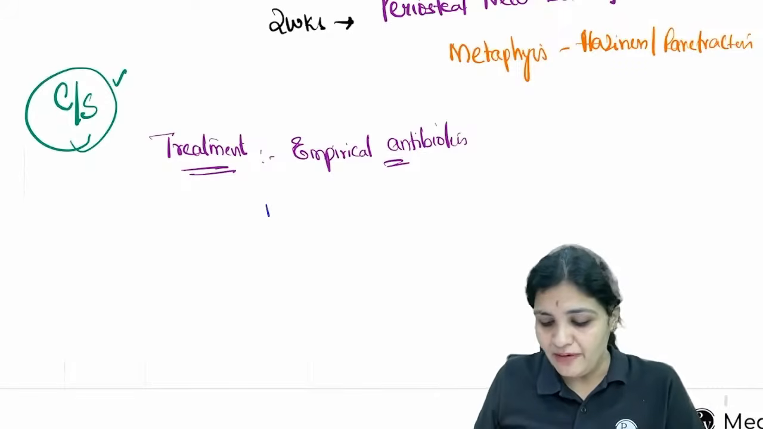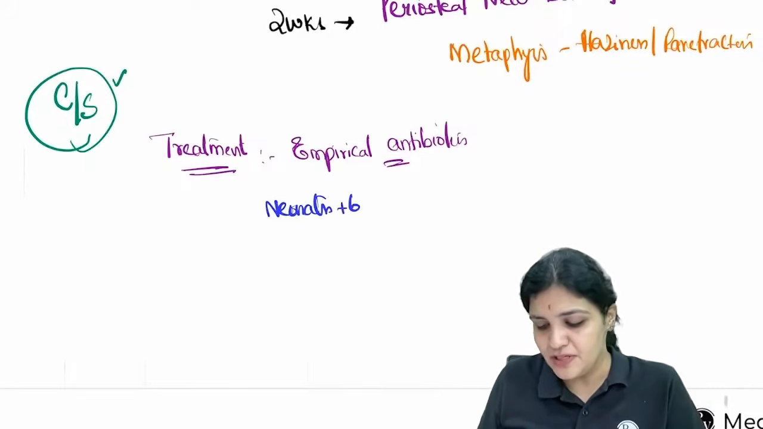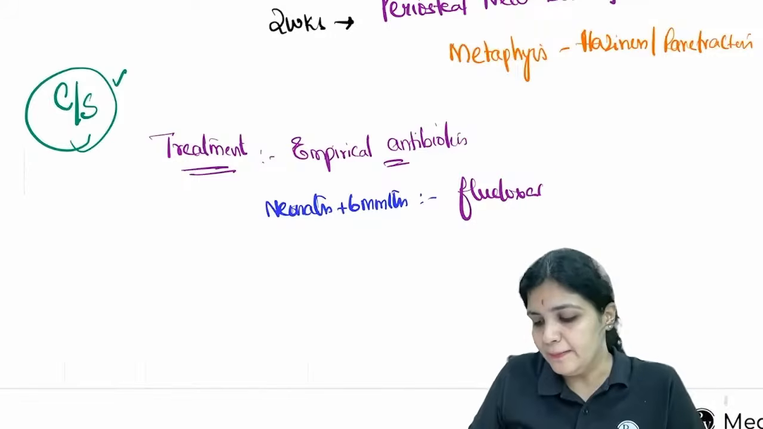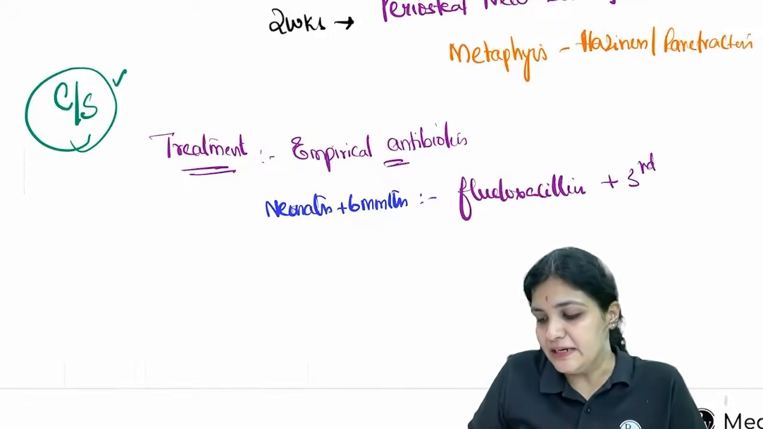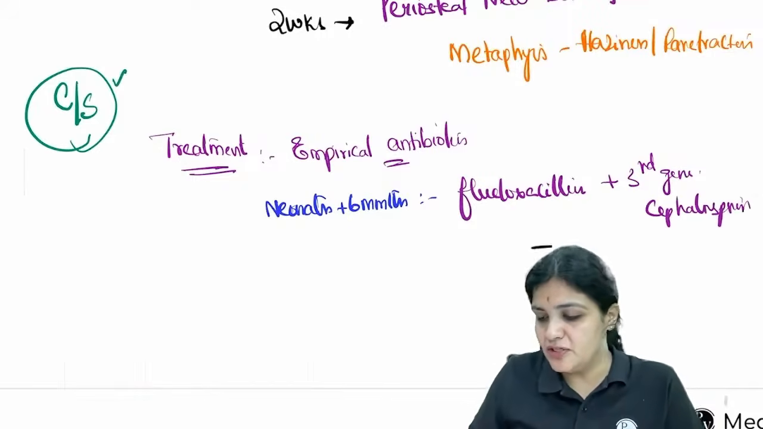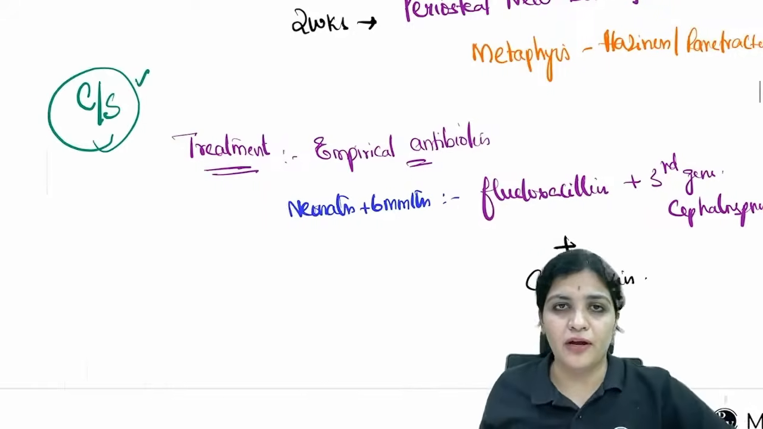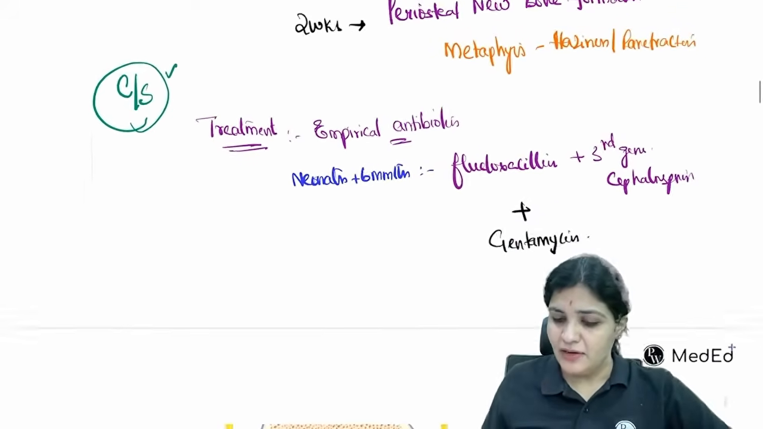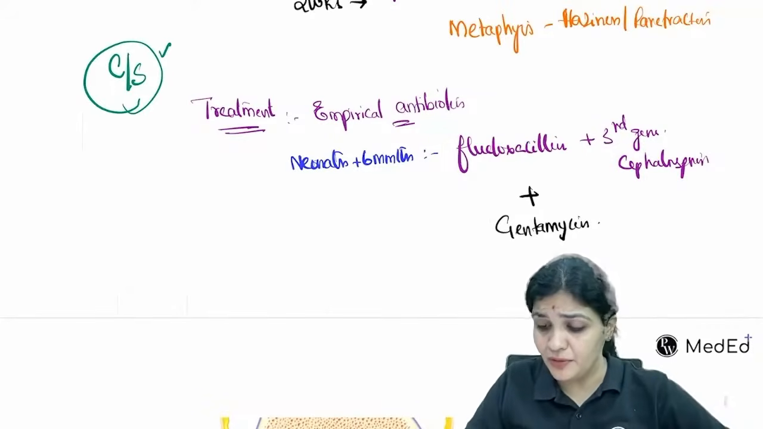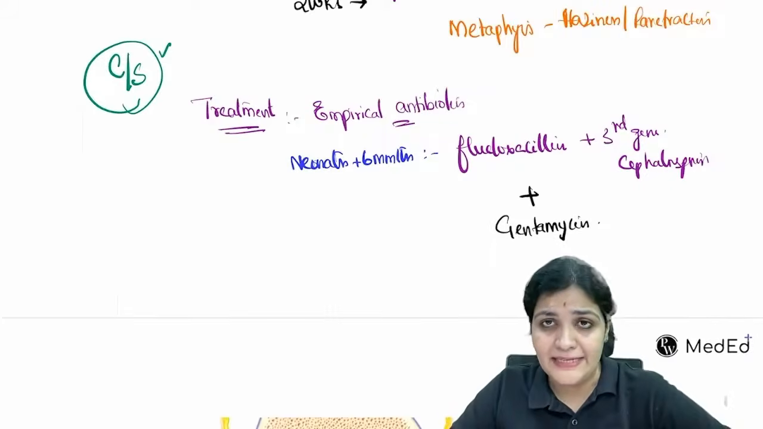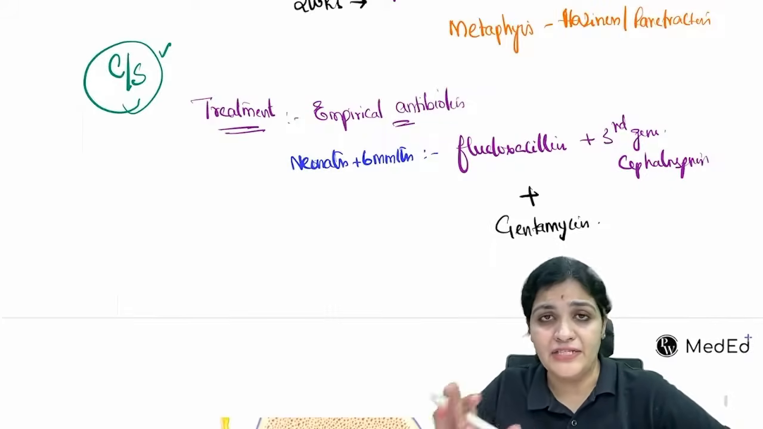Usually whenever it is neonates or up to 6 months of age, we know it is Staph aureus, right? So flucloxacillin plus a third generation cephalosporin is given, or one more combination, these two plus you can also add gentamicin, right? So this is the treatment for a neonate up to 6 months, where we give benzyl penicillin, flucloxacillin plus a third generation cephalosporin, that could be cefotaxime, and then you're going to add the gentamicin also.